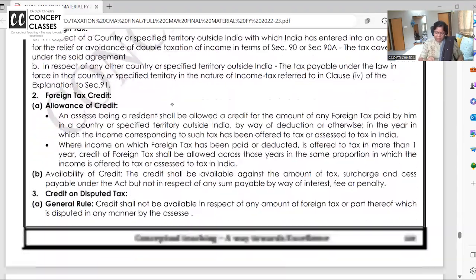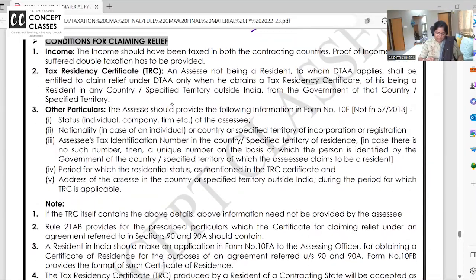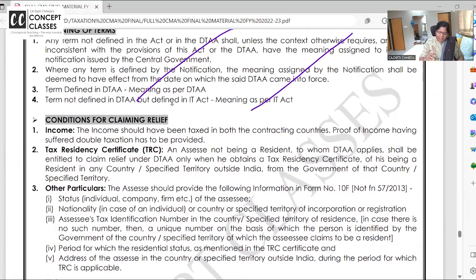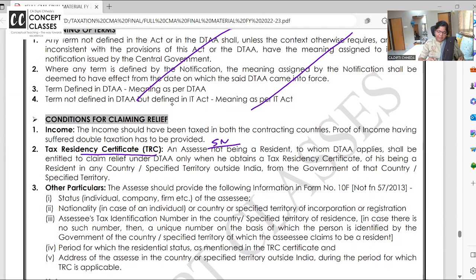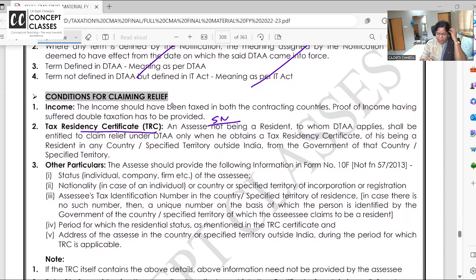Okay, right. Foreign tax credit rules we will do tomorrow. And last one before I conclude, read and come please. Write a short note on tax residence certificate. When I want to give relief under 90 or 91, you can say the non-resident needs to show proof if they want to get the relief. Okay. Income should have been taxed in both the contracting countries. Proof of income having suffered double taxation has to be provided.